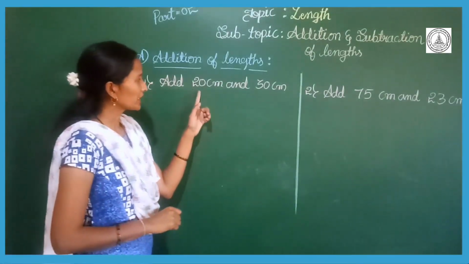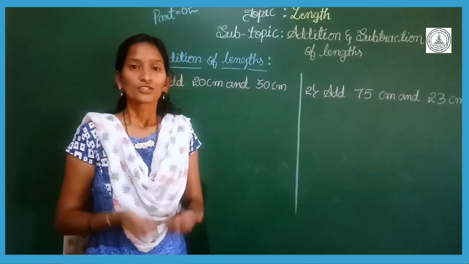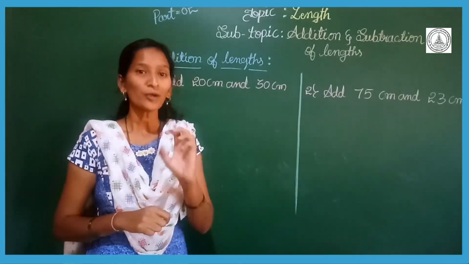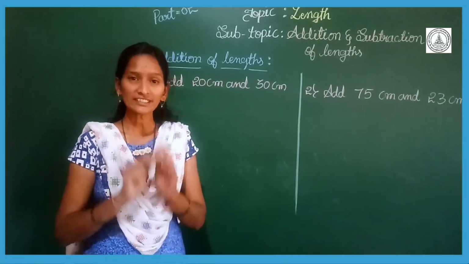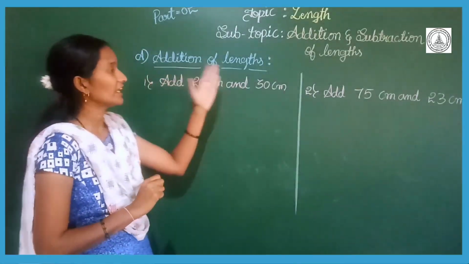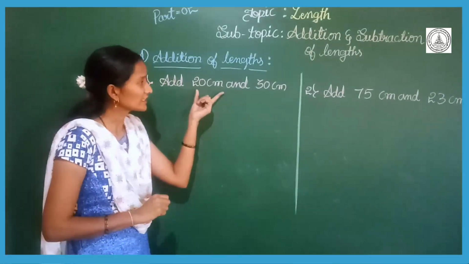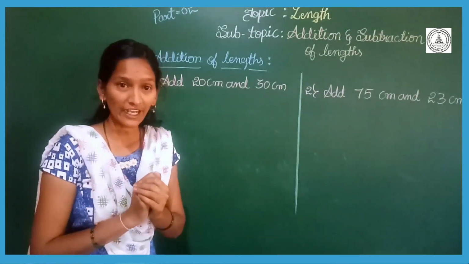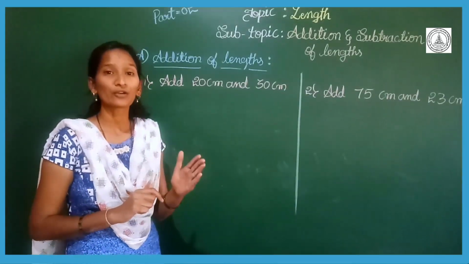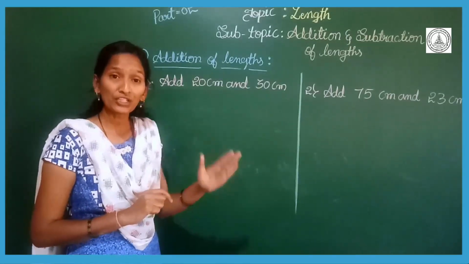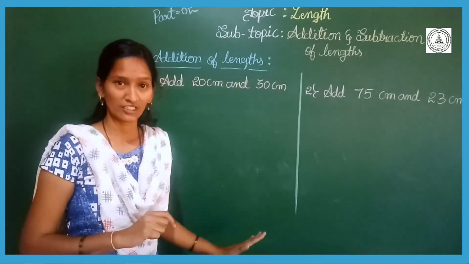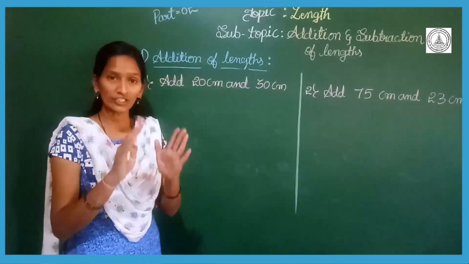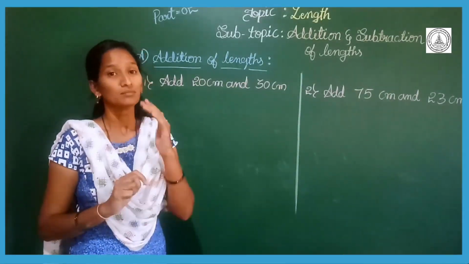Add 20 centimeter and 30 centimeter. Students, already you know how to add numbers, right? What is 5 plus 3? 5 plus 3 is 8. But now we are adding lengths here. Here is 20 centimeter and 30 centimeter. If you add these two numbers, you get a new number, right? At the end of this number, you have to add centimeter. Whichever unit they gave, you have to mention that unit. Don't forget to mention centimeter or meter or kilometer. If you forget to write the units, you will lose marks.